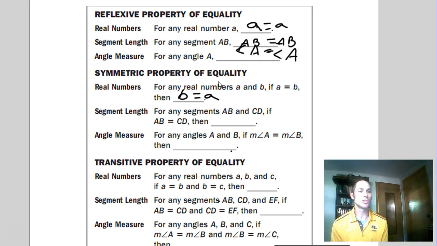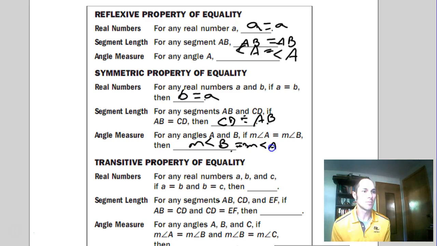Kind of like symmetry shows that it's the same on both sides. Same with a segment. If we have two segments AB and CD and they're equal, if AB equals CD, then CD would have to be equal to AB. Okay? And for angles A and B, if measure of A equals measure of B, then we could say measure of B is equal to measure of angle A. Okay, so that's the symmetric property. Think symmetry, it's the same on both sides.